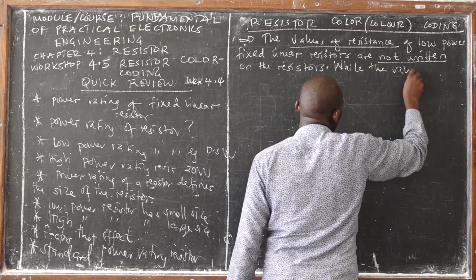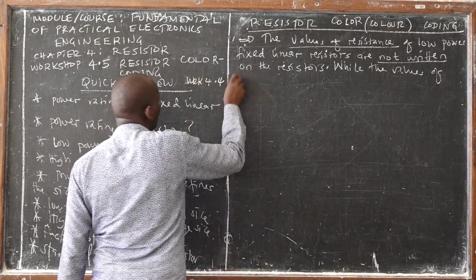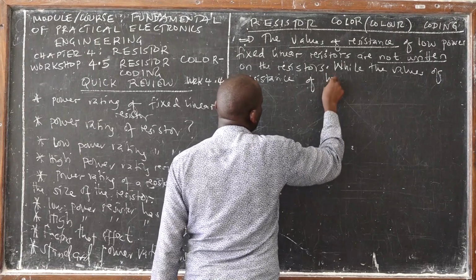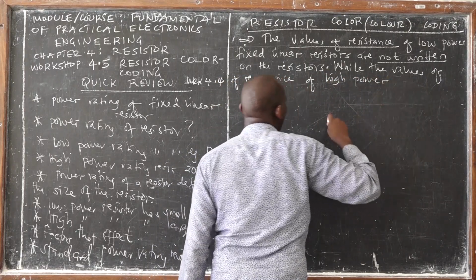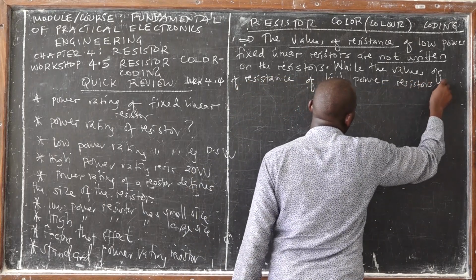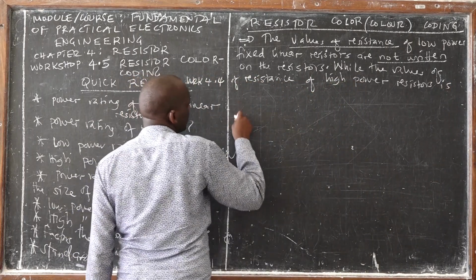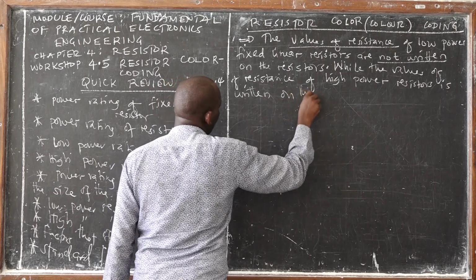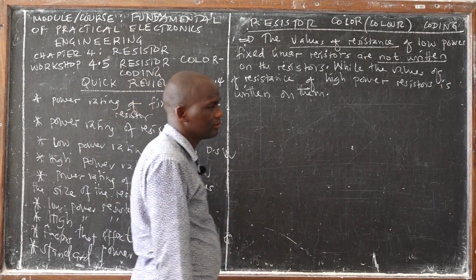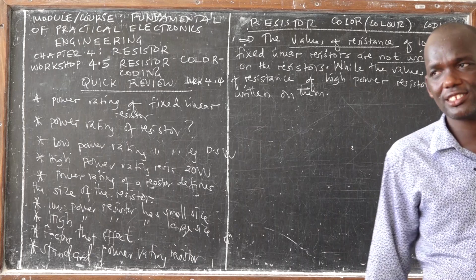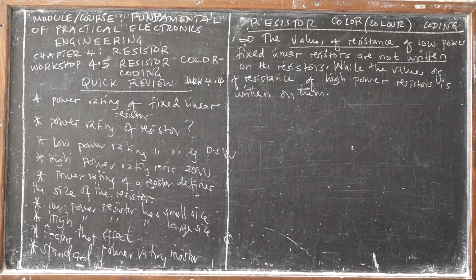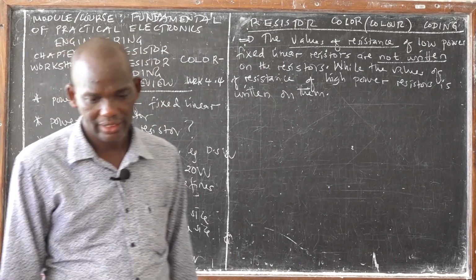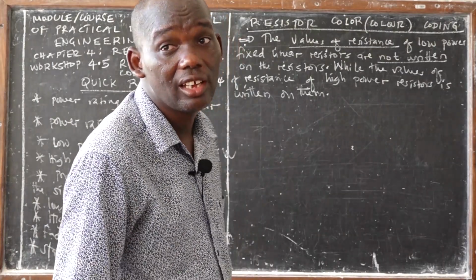While the values of resistance of high power resistors are written on them. So the value of resistance for the low power fixed linear resistor is not written on top of the resistor. But in the case of a high power resistor, for example this one, the values have been written. Okay? The values have been written.